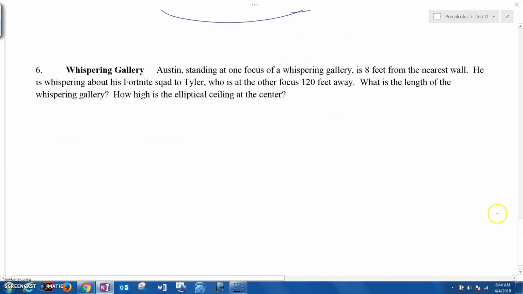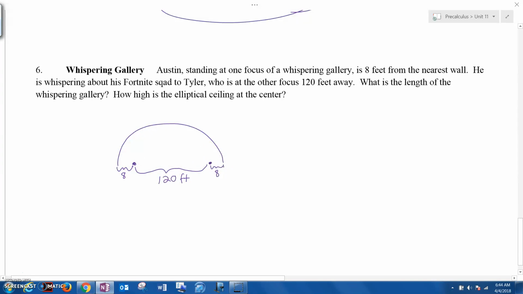So, Austin is standing at one focus of a whispering gallery and is 8 feet from the nearest wall. So I'm going to draw an ellipse. So here's one of the foci. It's saying that he is 8 feet from the wall, so I'm going to just put 8 there. He is whispering about his Fortnite squad to Tyler, who is at the other focus 120 feet away. I tell you that this is 120 feet away. And by the way, since this is symmetry, this focus must also be 8 away.